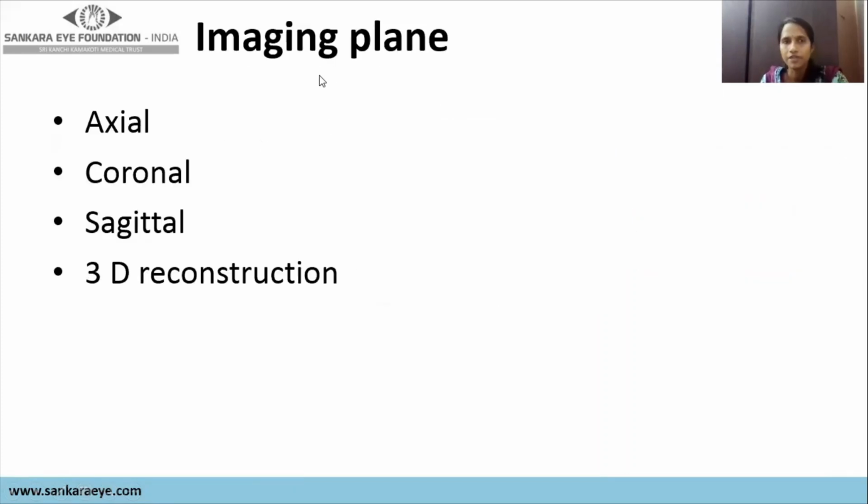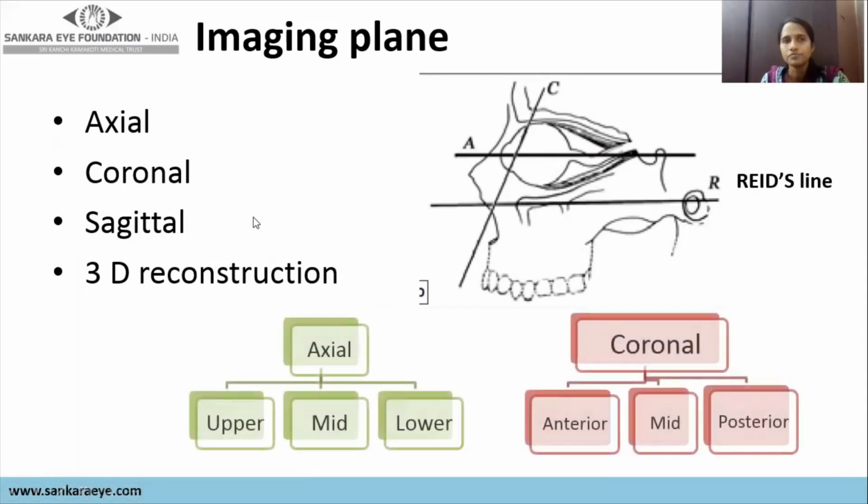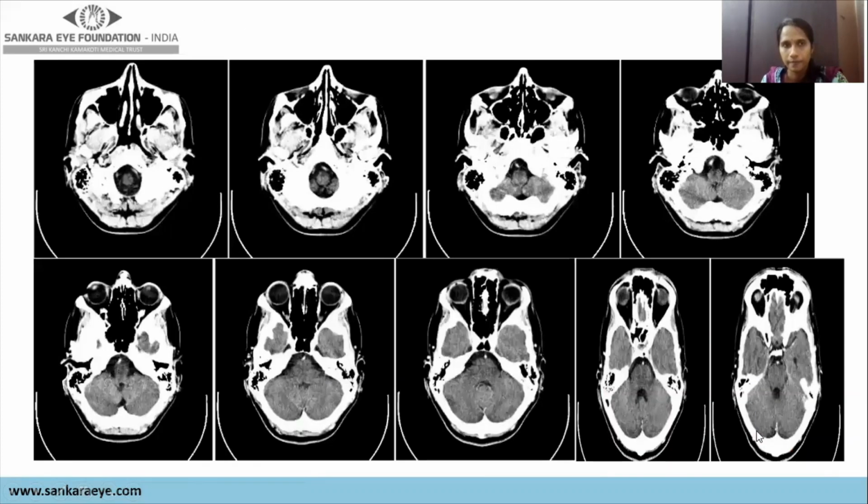A little more about the imaging plane. What is the axial scan? There's something called Reid's line, which passes through the inferior orbital wall to the acoustic meatus, and any plane which is parallel to it is the axial scan, and any plane which is perpendicular to it is the coronal scan. And the plane which is parallel to the long axis of the inferior rectus muscle is the sagittal plane. And again, we have in the axial, lower, mid, and upper, and the coronal, anterior, mid, and posterior coronal sections.